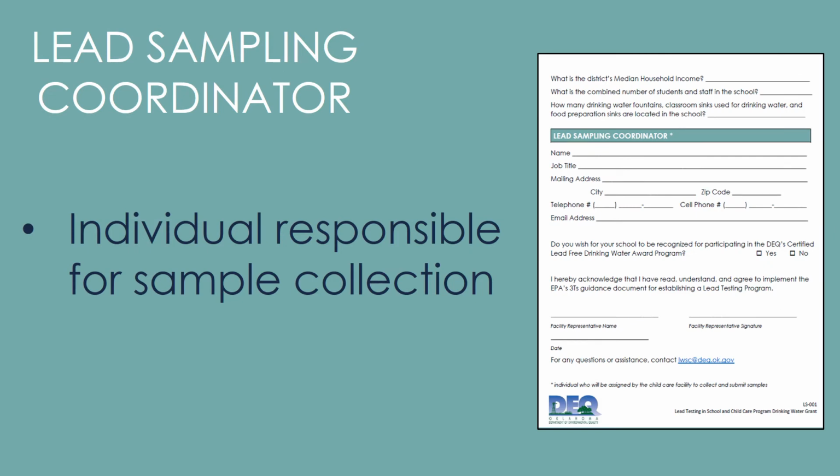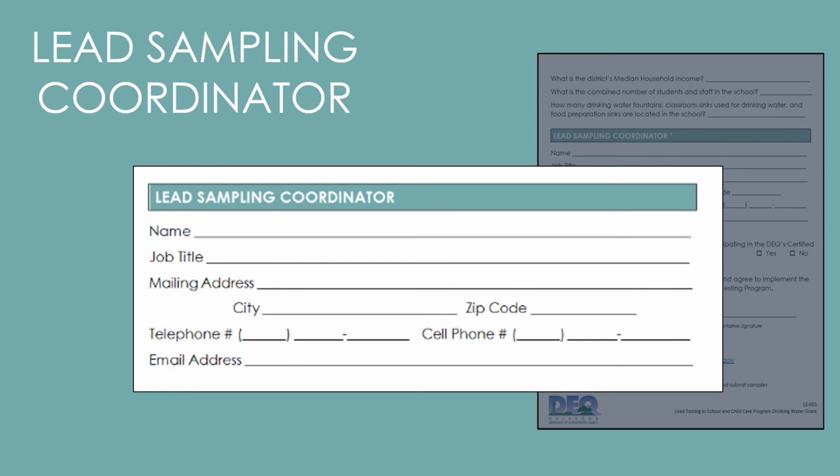The third section is lead sampling coordinator information. This information will let us know who will receive the sampling kit and conduct sampling for the facility. You will need to include the sampler's name and job title. Next, provide an address for where the sampling kit will be shipped to. Also, include a telephone number, cell phone number, and an email address for the communication sources.